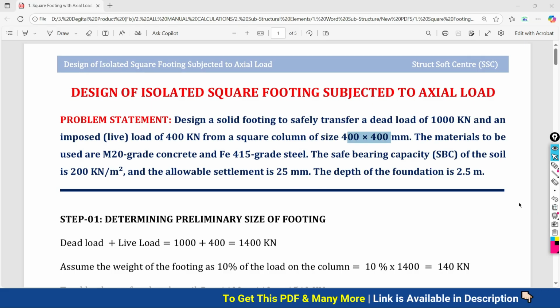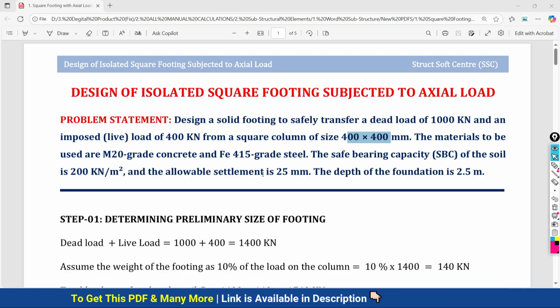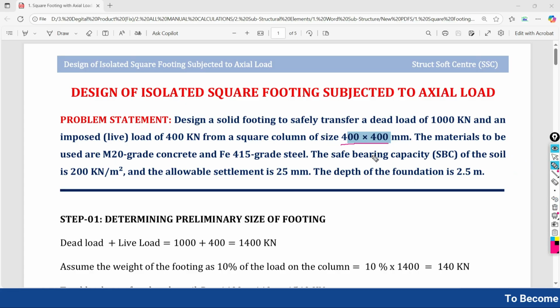So in respect of all this given data, given information, we have to design a solid footing that should be safe to carry this load, as well as safe to transfer the load to the subsoil. That is the objective. And as we have been given the size of the column as 400 by 400, we are preferring to provide the square footing.